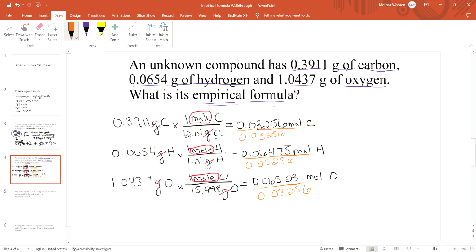So, remember this is 1 because we're making it 1 because it's the smallest. So you have 1 mole of carbon. This comes out to 2 moles of hydrogen and 2 moles of oxygen. And these are our subscripts.